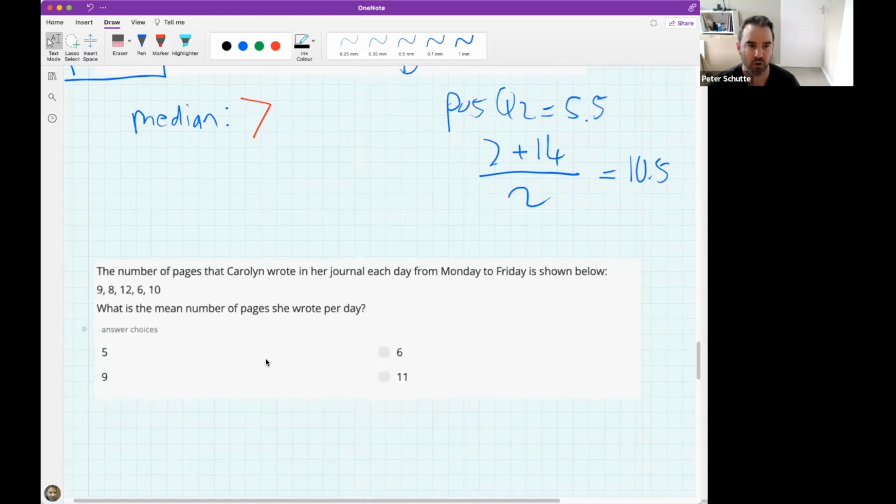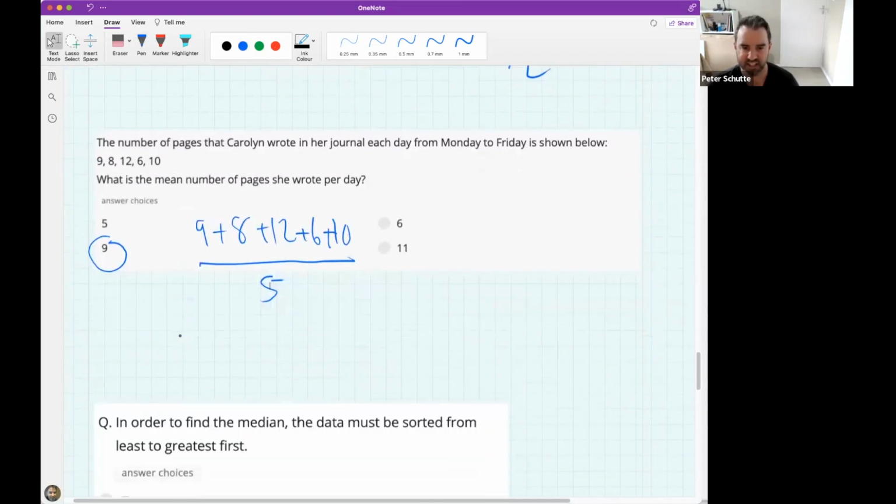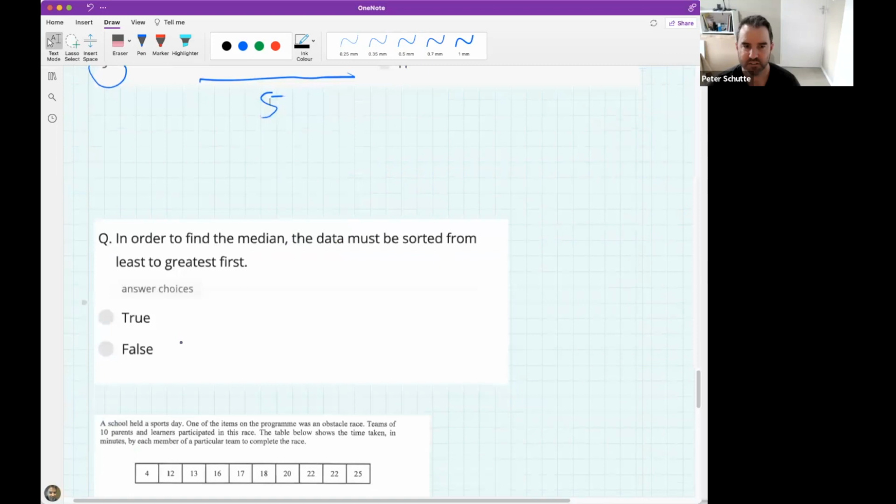Pleasure. And the correct answer for this one was going to be 9. You just had to add up 9 plus 8 plus 12 plus 6 plus 10, and then divide by 5. And you'll get the answer 9. Okay, let's keep going. Next question. In order to find the median, the data must be sorted from least to greatest first. True or false?